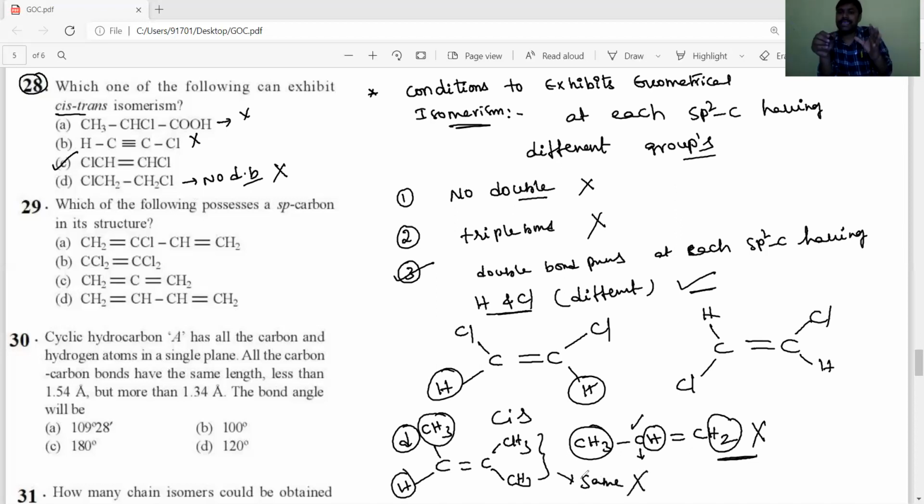So what is the necessary condition to exhibit geometrical isomerism, students? At each sp2 carbon, like this is one sp2 carbon and this is another sp2 carbon, there must be different groups. Both are different here, and these two are also different. Around the double bond, if the same groups are on the same side, it is cis. If they are on opposite sides, it is called trans. This is about geometrical isomerism and its conditions. Based on that condition we can identify very easily which compound exhibits geometrical isomerism and which does not. Okay students, let's see the next, 30th question.